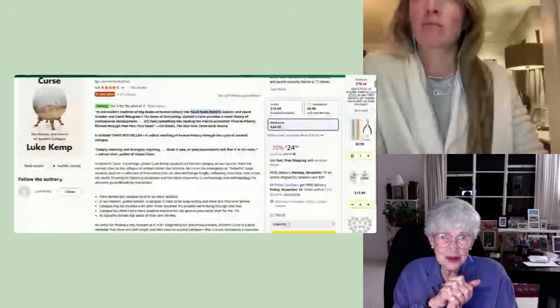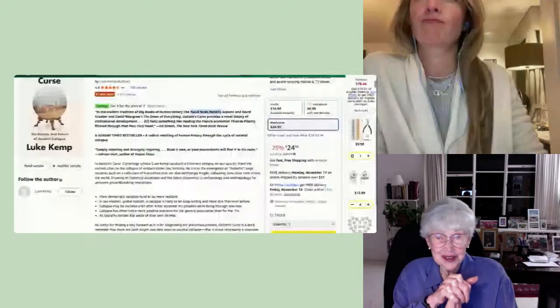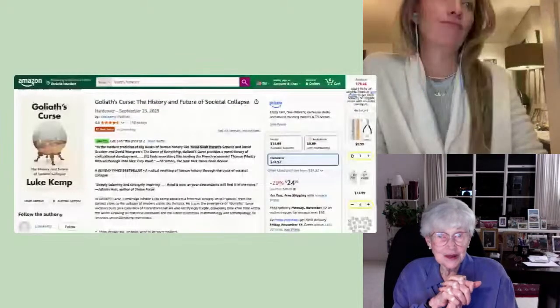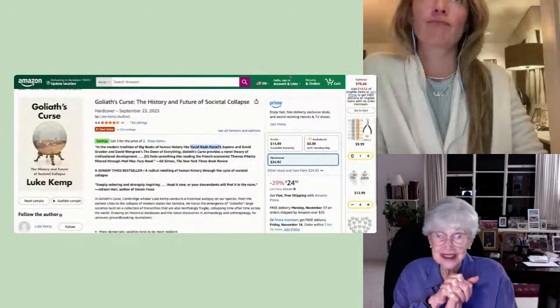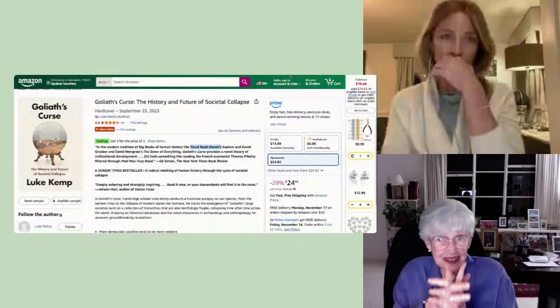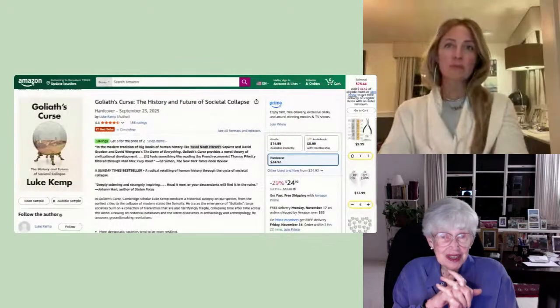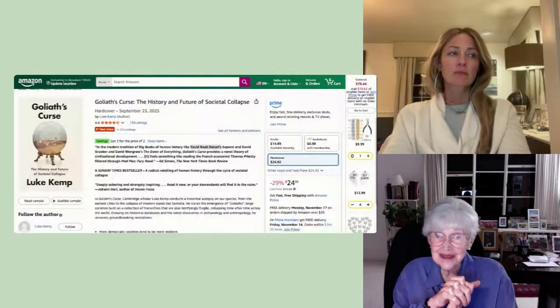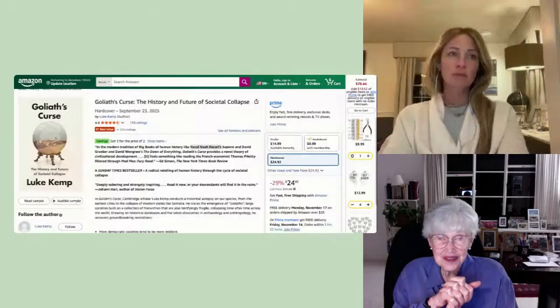And we know from neuroscience, and Richard Davidson, who was part of our summit, by the way, a neurologist who worked with the Dalai Lama, said that the evidence is to the contrary. And Goliath's Curse also mentions this, that when there is catastrophe, people help one another.